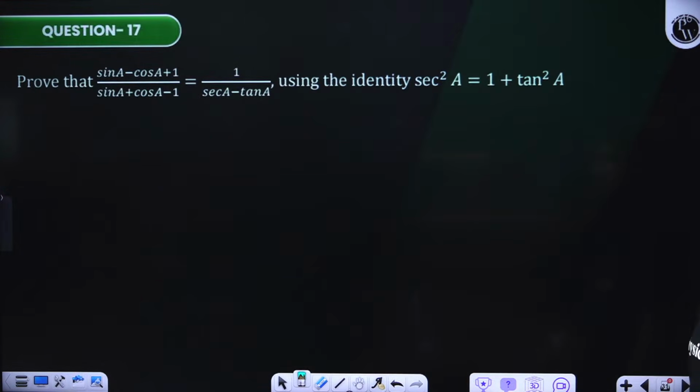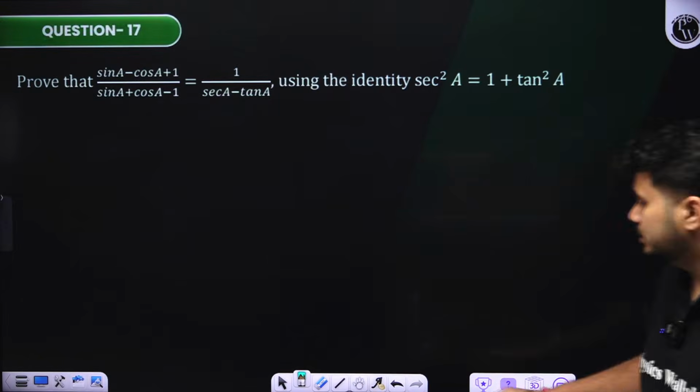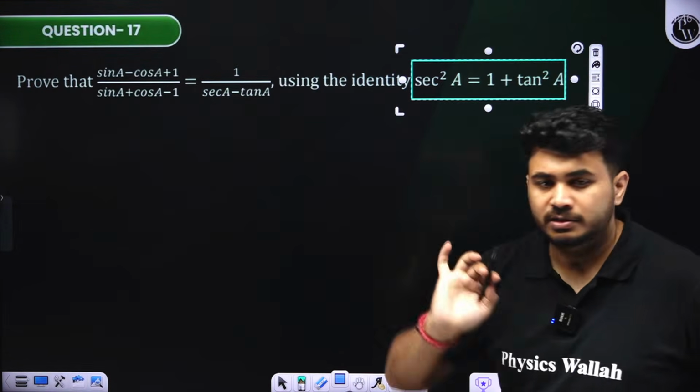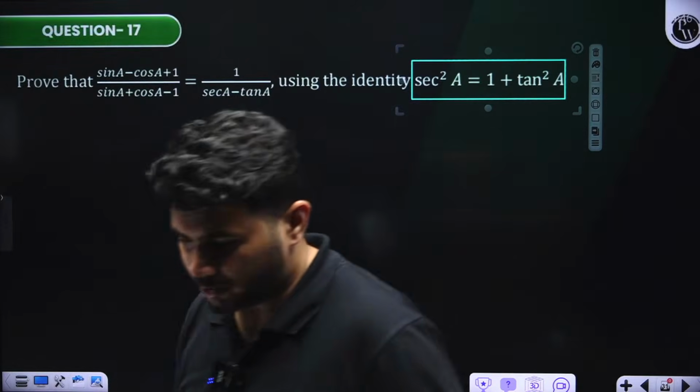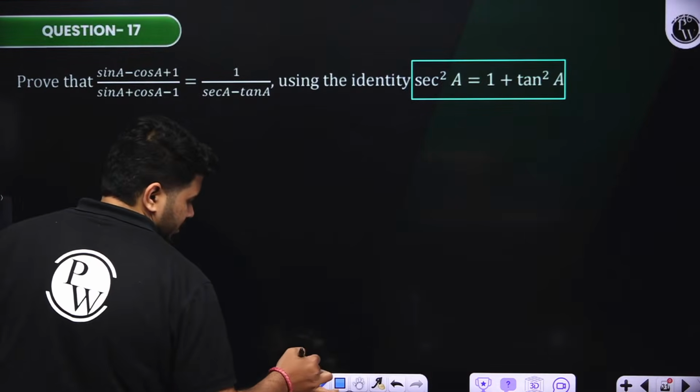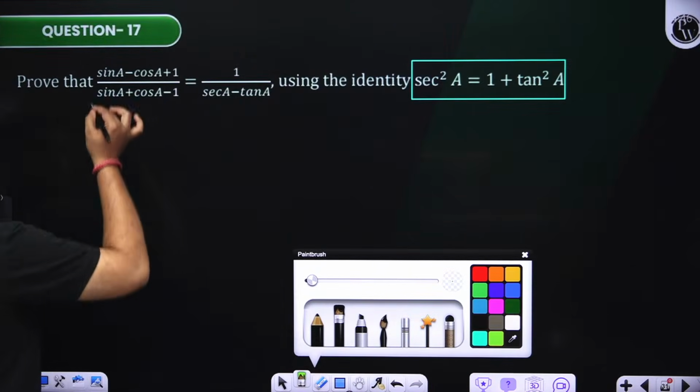Fine. Yes. Prove that sin A minus cos A plus 1 divided by sin A plus cos A minus 1 is equal to 1 by secant A minus tan A using this identity. Using this identity, they are telling to prove that. Can you do it, guys? Do it and let's see how you do it. You can start with simply the LHS over here. This will be much easier.